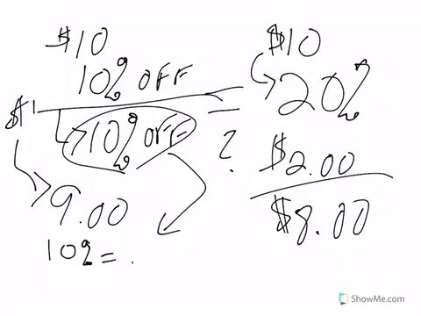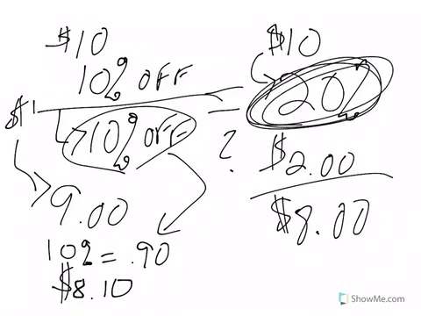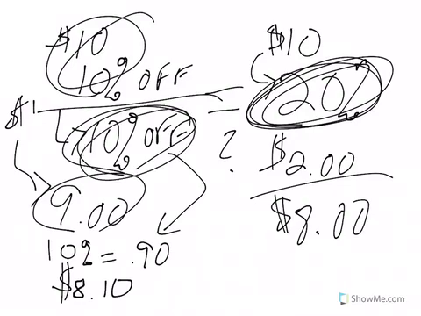10% of $9 equals 90 cents, right? Moving that decimal. $9 minus 90 cents would give you $8.10. So it's not the same unless you take it all at once. Here it's taken all at once. Here it's 10% off, you get a new total, and then you do another 10% off. So the better value would be to get it all at once.